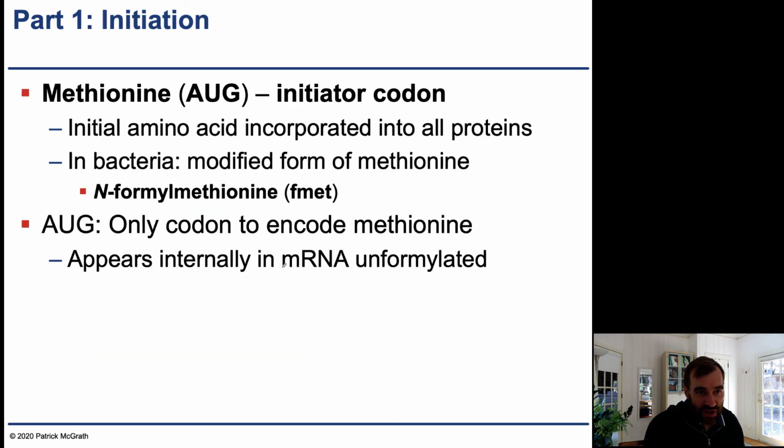The initiation, they were able to determine that an AUG is an initiator codon. It is the initial amino acid incorporated into all proteins. So in bacteria, the first amino acid is always a methionine, and in bacteria, there's actually a modified form of methionine. It mostly looks the same, but it has an additional formyl group on it, and this is referred to as fMet.